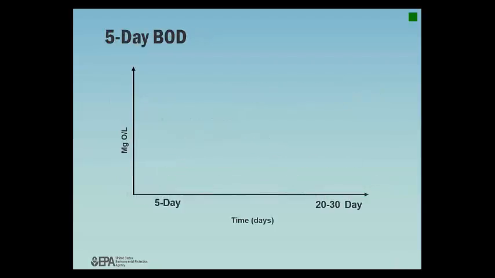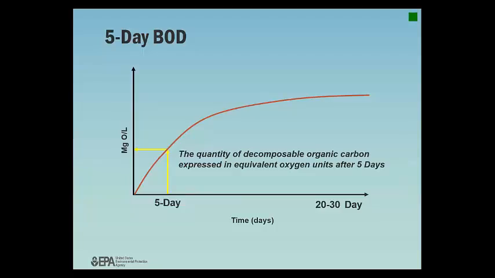The typical measurement for BOD is what's called a 5-day BOD. What this represents is the amount of oxygen consumed during a 5-day period, expressed in oxygen equivalents. So it's pretty much the quantity of the decomposed organic carbon expressed in equivalent oxygen units after 5 days.